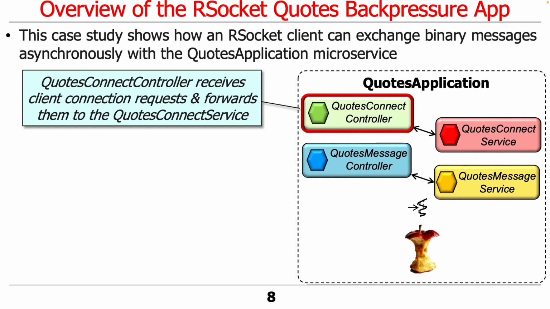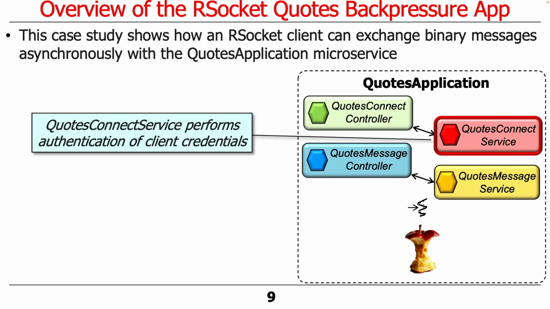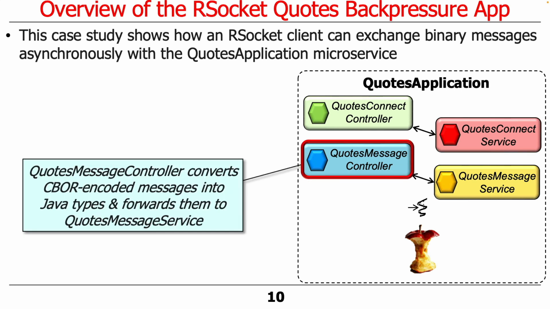The Quotes Connect controller is what receives the connection request and then forwards them to the Quotes Connect service. Quotes Connect service will go ahead and do some other stuff. It actually takes advantage of the authentication. It doesn't actually perform the authentication. That's done by Spring in the bowels of the Spring infrastructure, but it leverages authenticated client credentials in various ways.